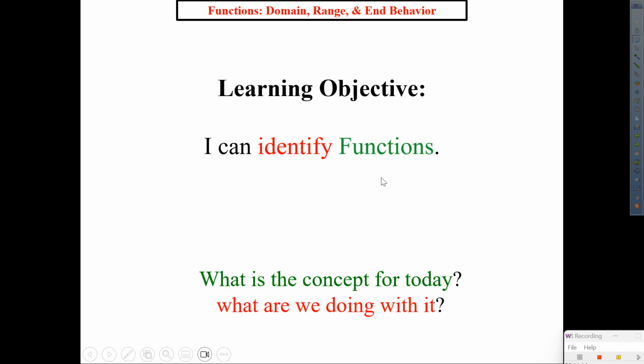So home play, play sheet Q, and I'll show you that in a little bit. All right, so let's go back to the packet that we started yesterday. For those of you that don't have a packet, they're over there on top of the cooler. And our objective for today: I can identify functions.